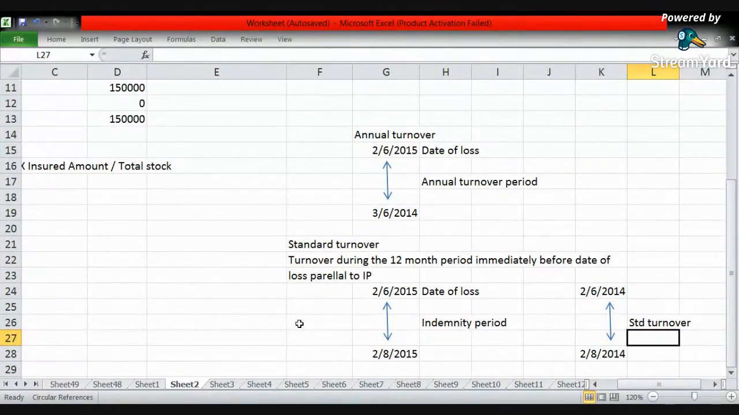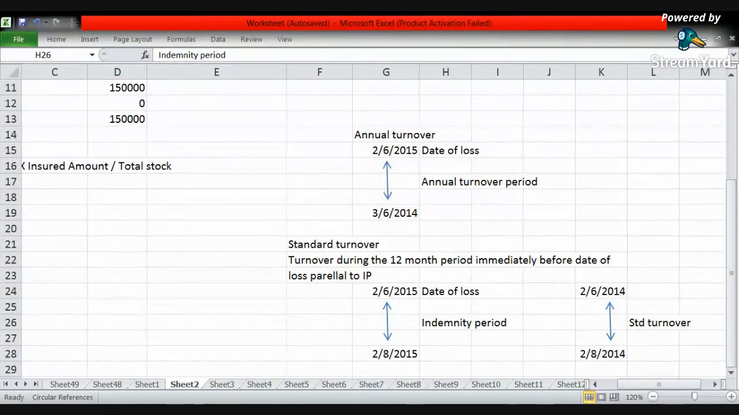So what is standard turnover period? The period or turnover during the 12 months before the date of loss, because from 3/6/2014 it is your annual turnover period. So it is during the annual turnover period, immediately before the date of loss, but that should be parallel to the actual indemnity period. Your indemnity period, loss of profit in short, starts after the date of loss of stock policy; the loss of stock policy ends on the date of loss, and the loss of profit policy stays.